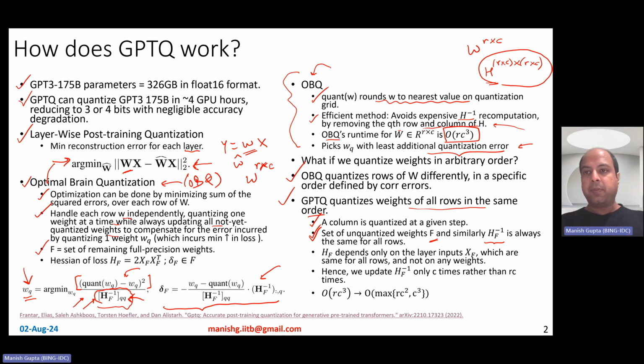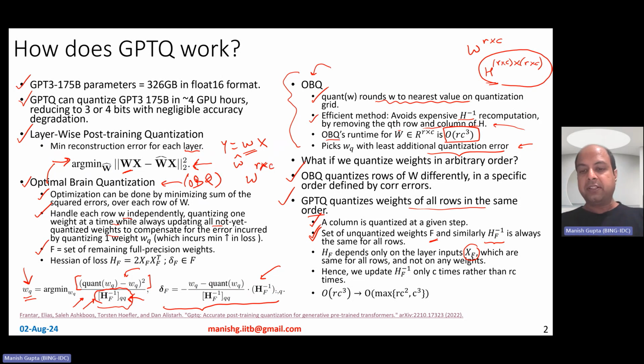Remember, the Hessian basically depends only on the layer inputs, so it only depends on the X part, and of course its derivative with respect to the set of weights which are remaining. Therefore, the idea in GPTQ is that for every row you use the same order, and therefore what is useful is to quantize column by column.